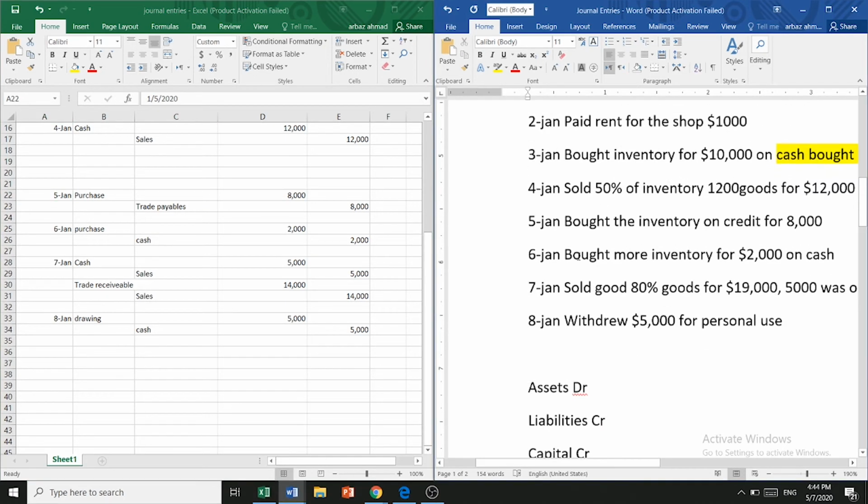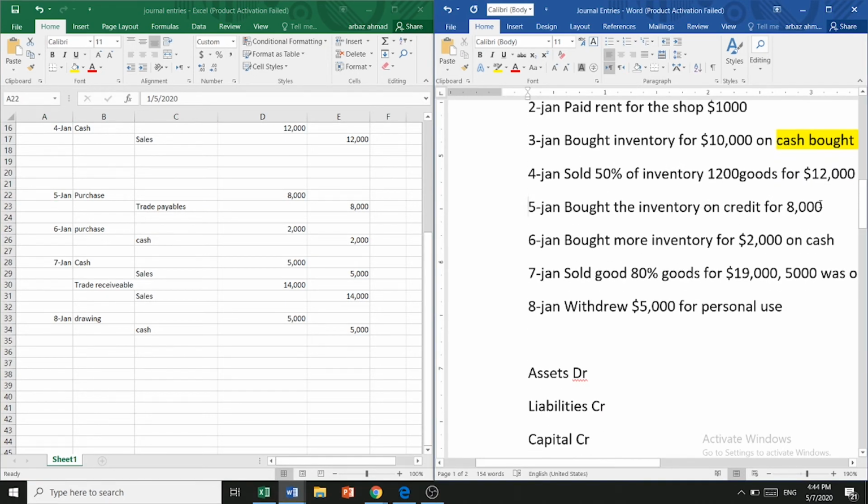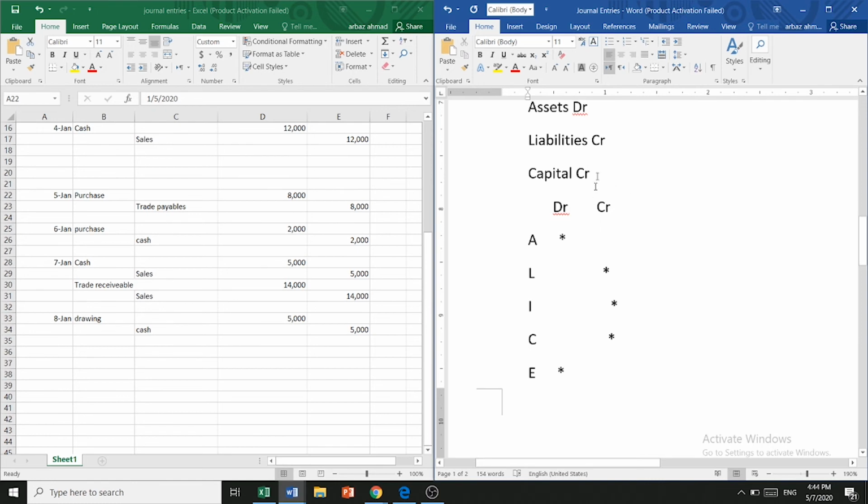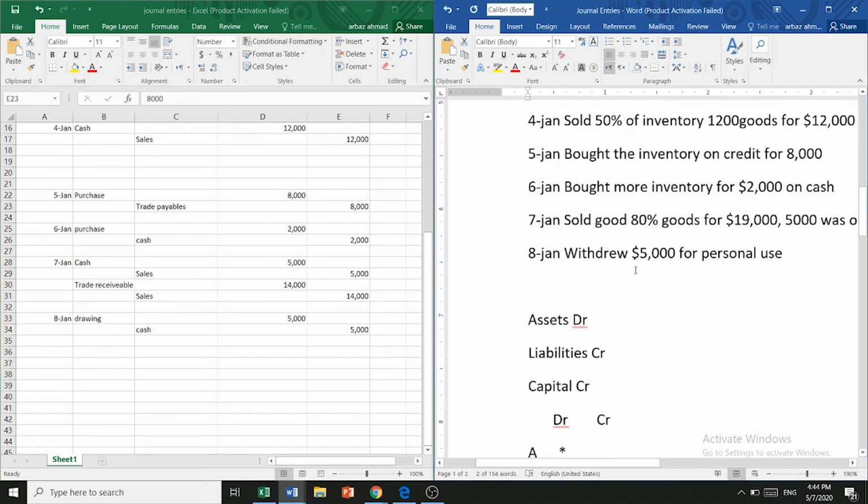5th January, if you look here, we bought some inventory on credit, that is 8,000. So in this case we are buying on credit, right? We are not buying on cash. If we are buying on cash it will go into cash book. So if it's credit it means it's a trade payable, we will be paying it in the future, and if it's a trade payable it will be a liability, therefore it is credit. Purchase is an expense, that's why it is debit. And this is credit because it's a current liability. 8,000 debit and 8,000 credit, the amount cannot be different.